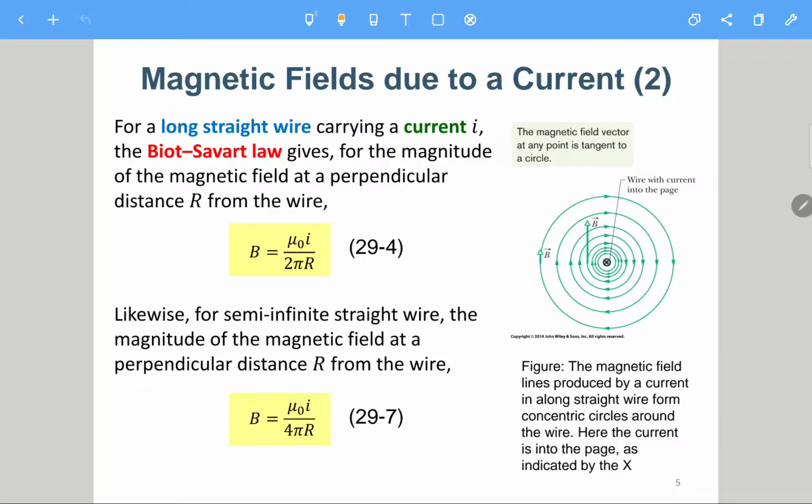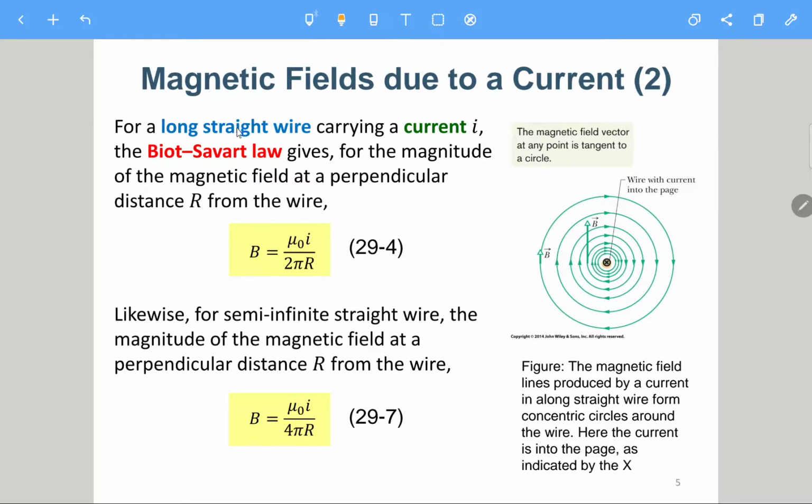So yeah, so here, for a long straight wire carrying current I. So this is the wire. You can see at this point, this is actually a wire, but going into the page, with a cross here. So in this case, for a long straight wire, long means infinitely long, going from negative infinity to infinity.